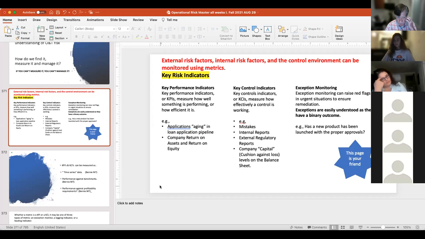Another performance indicator that you'll recognize from any finance class you took is just the company's return on assets. How much are they making with the assets they have deployed? Are they making $10 on $100 worth of assets? Or to make $10, does it take $1,000 worth of assets? If it takes $1,000 worth of assets, the return on assets is going to be much lower.